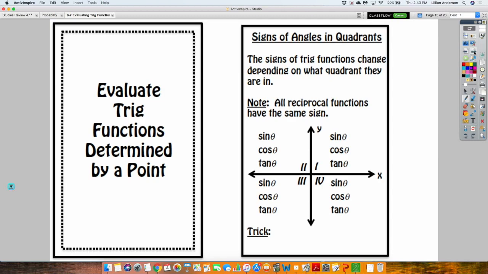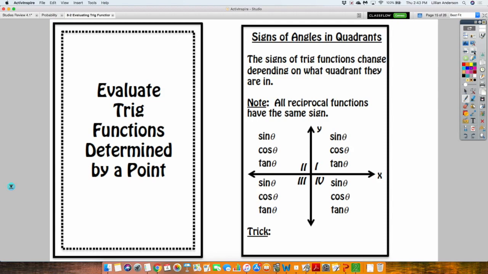So, let's evaluate trig functions determined by a point. The signs of the quadrants. Kind of already talked about this a little bit, but not in full detail. The signs of the trig functions change depending on what quadrant they are in. All reciprocal functions have the same sign as their original counterparts. In the first quadrant, both your x and your y values are positive. So that means sine, cosine, tangent are all positive, which means their reciprocals are all positive as well.